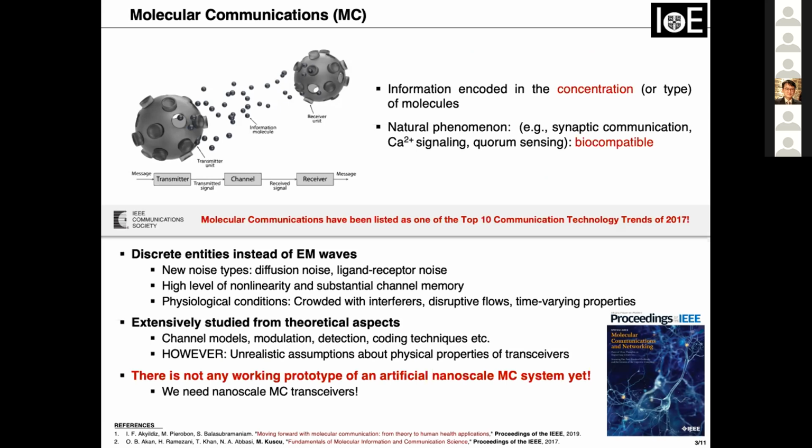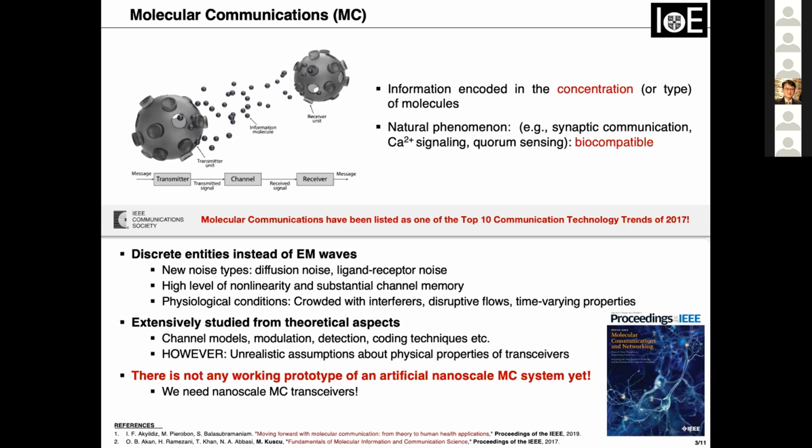In molecular communications, the information is encoded into the concentration or type of the molecules, and messages propagate through diffusion in a fluidic channel in the same way the living cells communicate. But the discrete nature of the information carriers, which are the molecules here, leads to different kinds of noise sources. And also the channel is highly nonlinear, time varying, and also has a substantial memory. So we need to deal with a new set of challenges here.